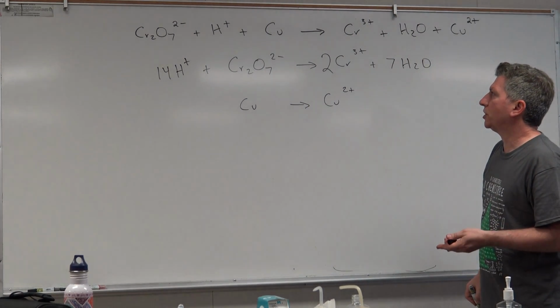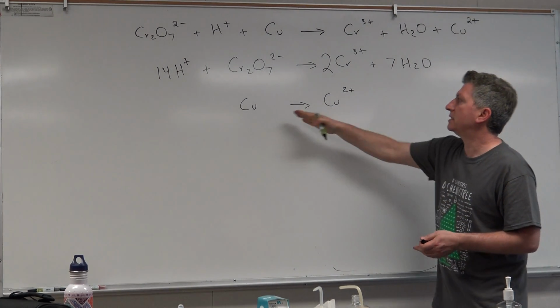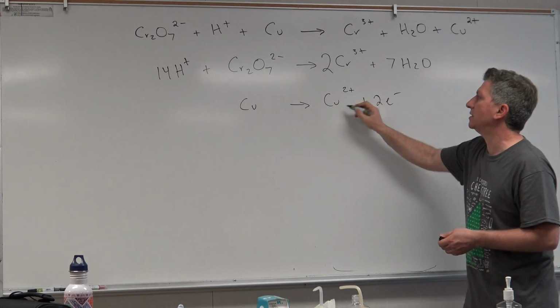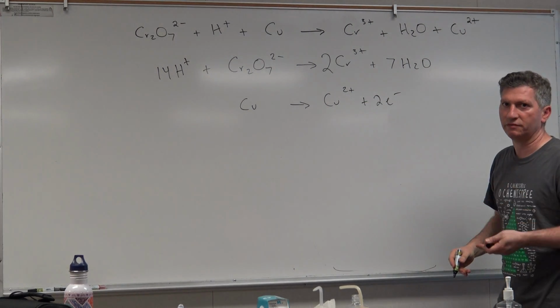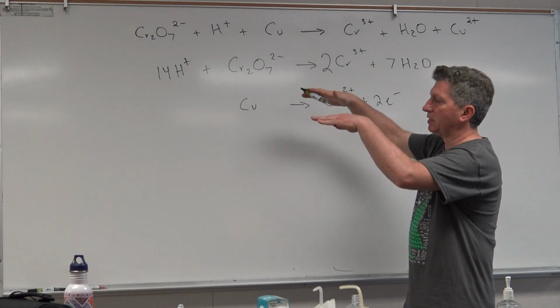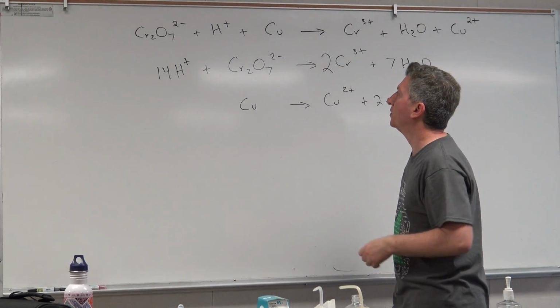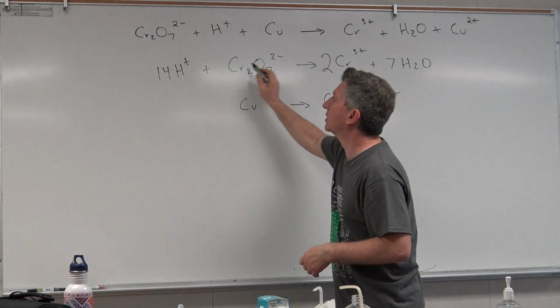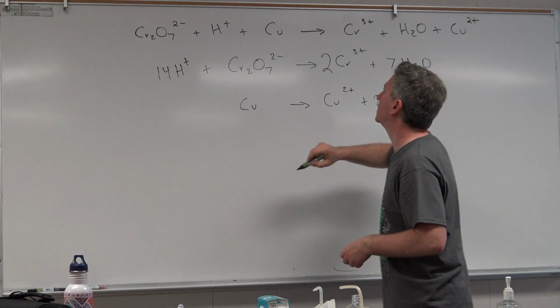And then I balance charge by adding electrons. This one's easy. This is 0, this is plus 2, so I have to add 2 electrons to make it 0. You always add the electron to the more positive charge, because you can lower the charge, you cannot raise it. So here I have 14 plus and 2 minus, so that means 12 plus on this side.